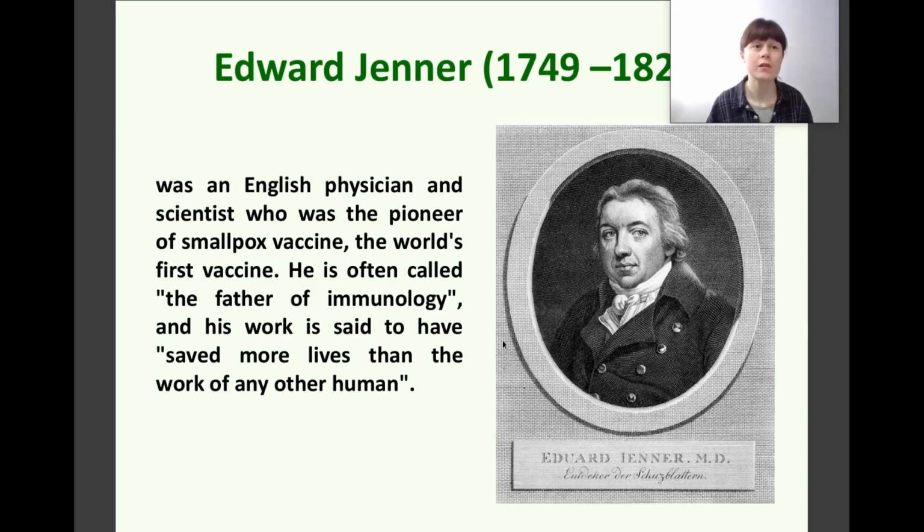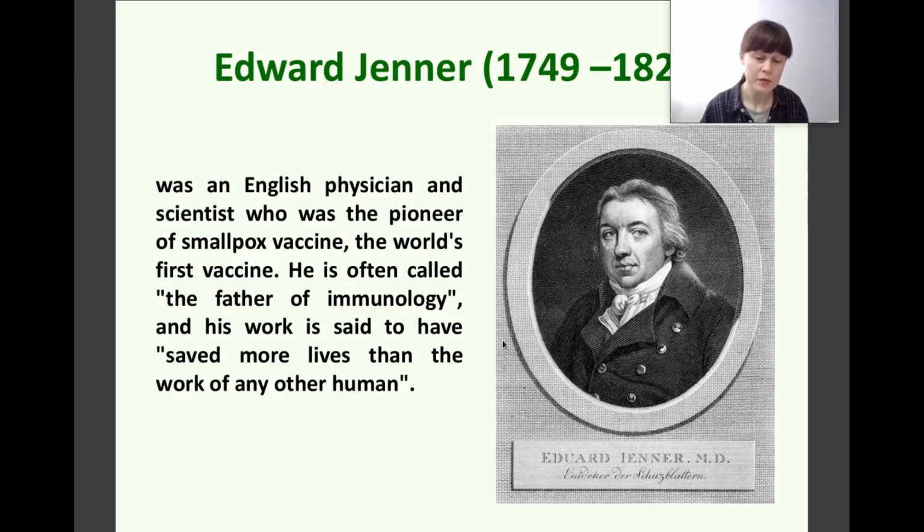Experiment on May 14, Jenner tested his hypothesis by inoculating James Phipps, an 8-year-old boy who was the son of Jenner's gardener. He scraped pus from cowpox blisters on the hands of Sarah Helmes, a milkmaid who had caught cowpox from a cow called Blossom, whose hide now hangs on the wall of St George's Medical School library. Phipps was the 17th case described in Jenner's first paper on vaccination.